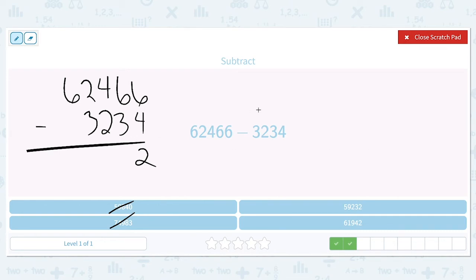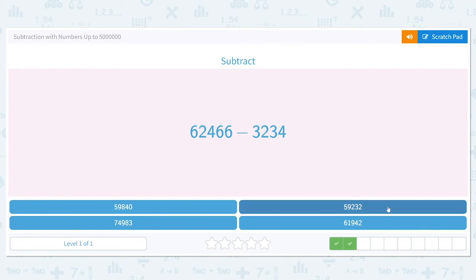6 minus 3 is 3, which means we probably think it's this one, but we should always just make sure and keep finishing the problem. 4 minus 2 is 2. We can't do 2 minus 3, so we're going to borrow from the 6. 12 minus 3 is 9, and we bring down that 5. So our final answer is what we thought it was, 59,232.